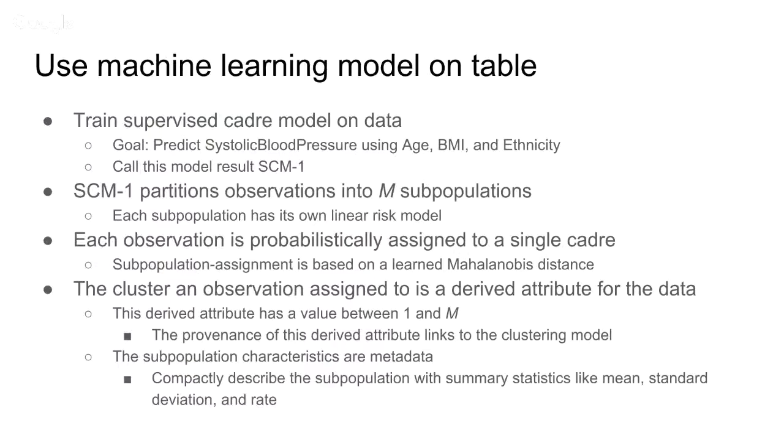And so then, once you have your data in a table, you can do some machine learning on it. So in this simple example, we're just going to think of training a single supervised cadre model on the data, and our goal is to predict systolic blood pressure using these three variables, age, BMI, ethnicity, and then we're going to call this model.